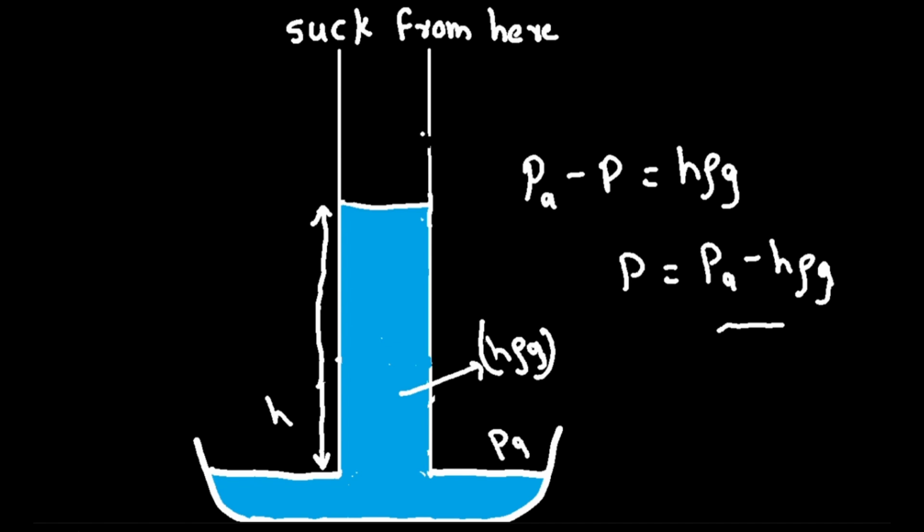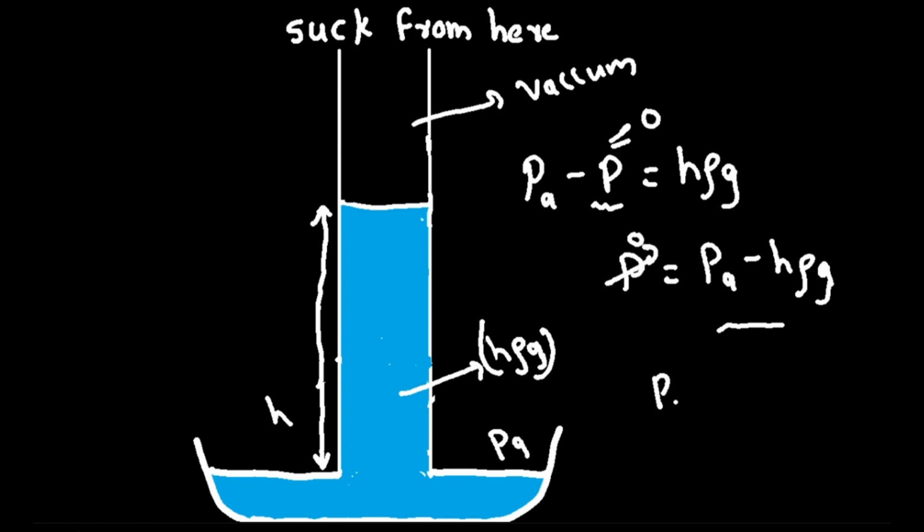So what happens? The pressure in this region will become 0. That means if he sucks up again, he does not get any air. This is exactly like a vacuum. That means there is nothing. He sucks up, he does not get anything. That's why the pressure this time is 0.